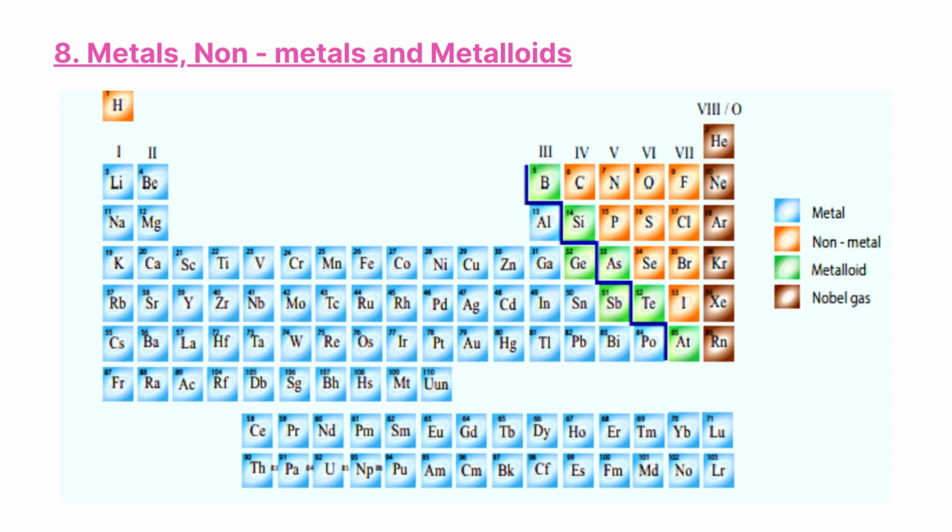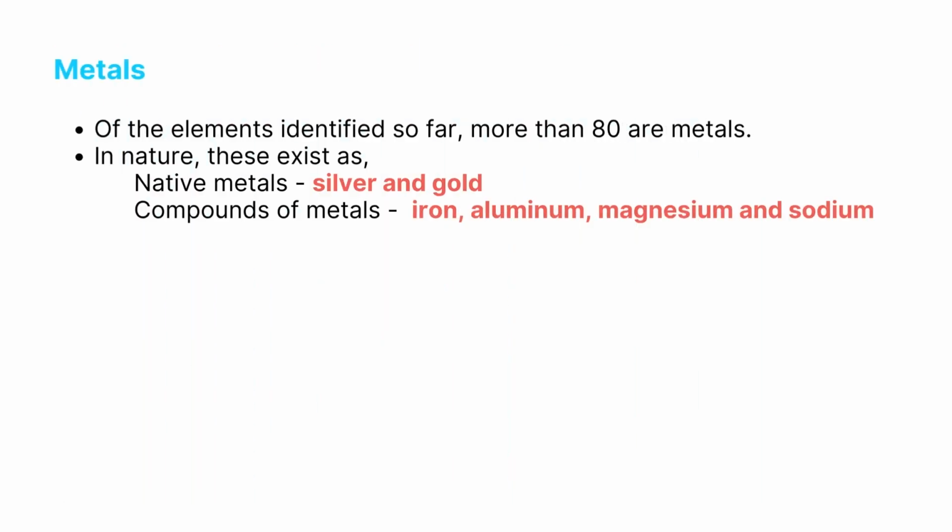So if you all look at the above figure, as you all know, the elements colored in blue are metals. The elements indicated in brown are nonmetals, including noble gases. The elements indicated in light green around the steps have properties in between the metals and nonmetals. Therefore they are called metalloids. So first let's look at what are metals, and some of the examples of them.